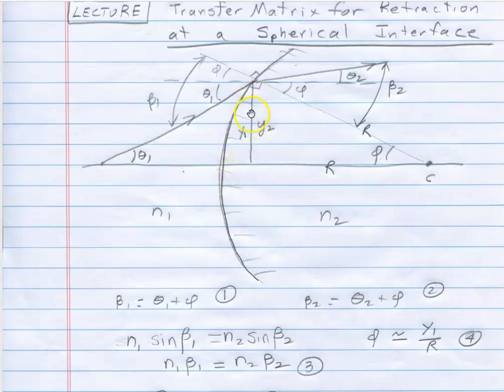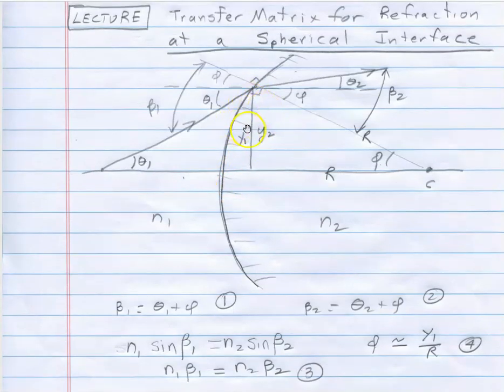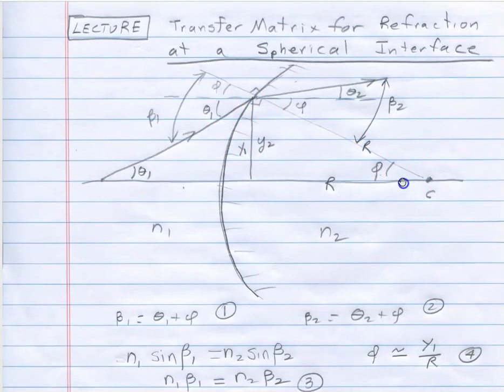And so, in effect, the arc length from here to here, to a good approximation, is the same as y1 or y2. We can do a little bit of preliminary analysis. The angle of incidence, remember, is the angle the incident beam makes with the normal to the surface, and I've indicated that with beta 1 here. This is theta 1. I've also got our usual angle phi here.